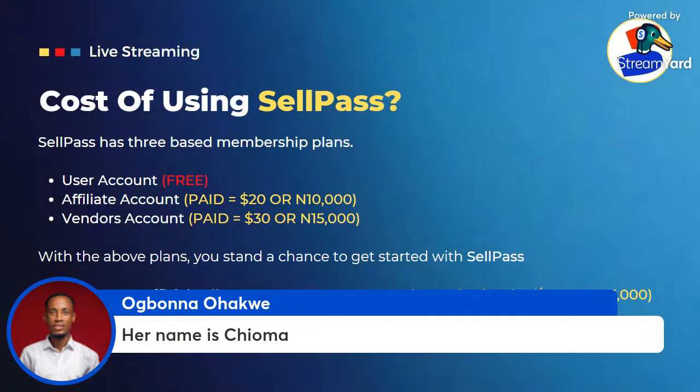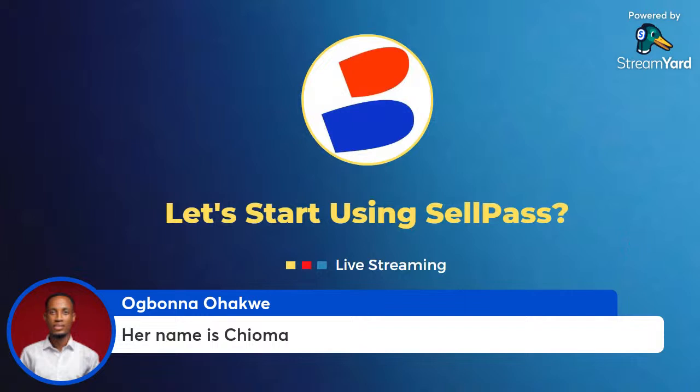I think she's on the live section, the live streaming here. She has commented already, so you can reach out to her. She can share how she was able to make her first $150 online with SellPass affiliate marketing. So that being said, let's just go ahead and show you how you can use SellPass to start making money online.